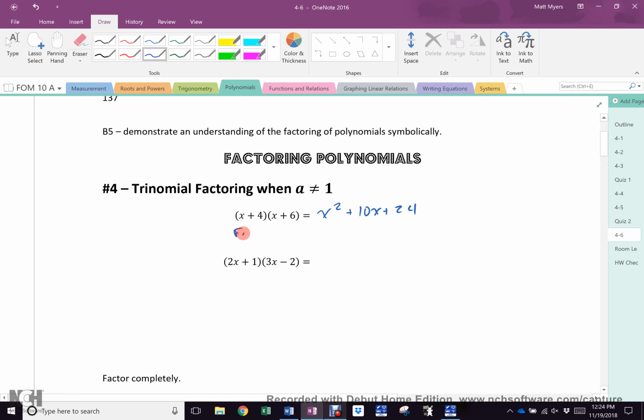Now, this side is factors. This side is product. This way is expansion. This way is factoring. If I wanted you to factor this, you already know that you need numbers that will multiply to 24 and add to 10. Those numbers are 1 and 24, 2 and 12, 3 and 8, 4 and 6. You know it has to be 4 and 6 because 4 plus 6 equals 10. Everyone can do that, right?